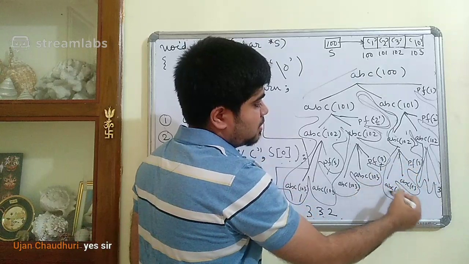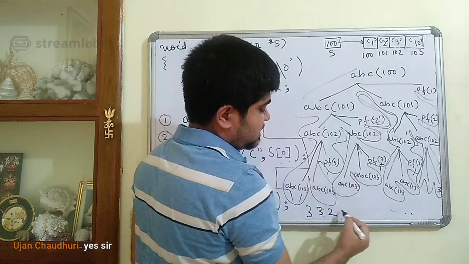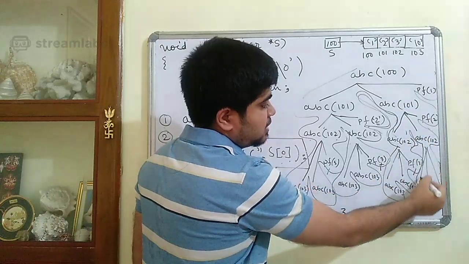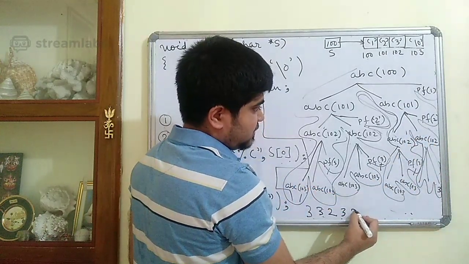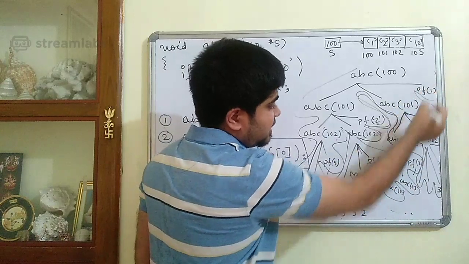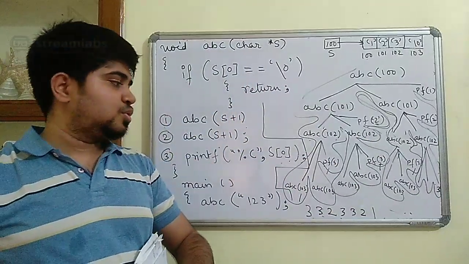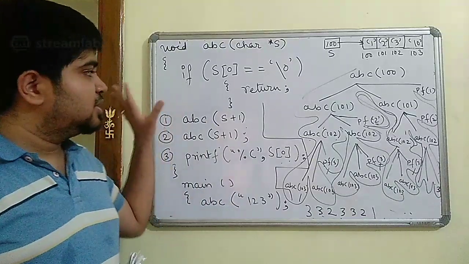going, 3 is printed, right, 3 is printed, 2 is printed and finally 1 is printed. So 332, 332 and finally 1. This is how actually it is done.